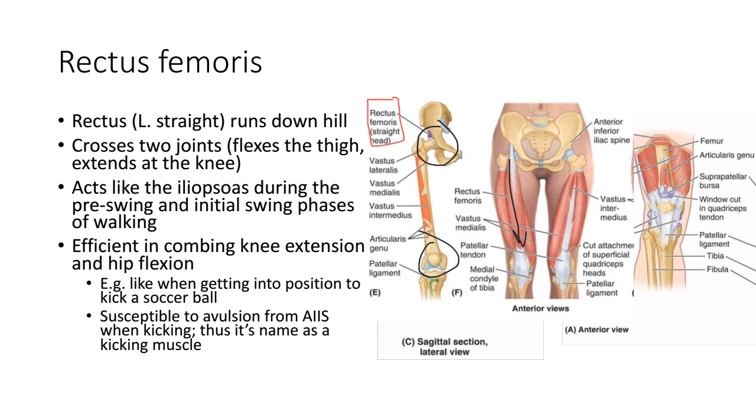The rectus femoris is efficient in combining both knee extension and hip flexion. For example, like when you're getting into position to kick a soccer ball. This rectus femoris is susceptible to avulsion from the anterior inferior iliac spine when kicking. So this muscle is oftentimes called a kicking muscle.